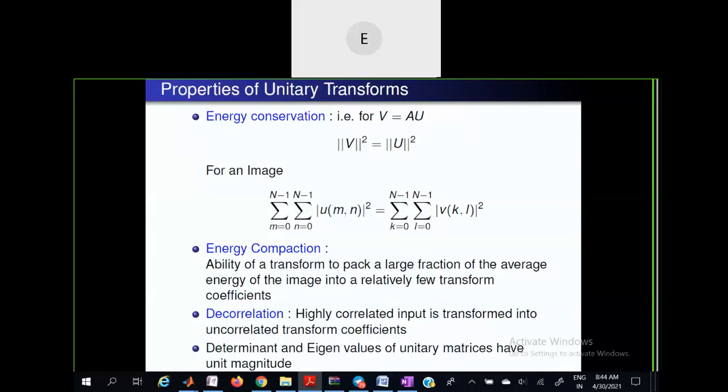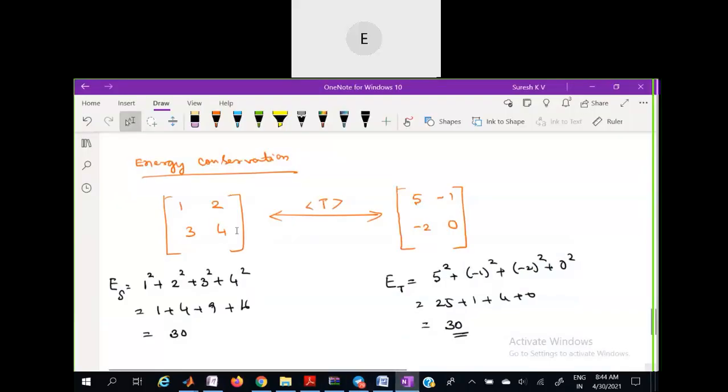The third one is if I have highly correlated data, it can in fact be separated into uncorrelated data. That is another property of unitary transforms. In fact, an image is correlated data. If you just transform it, you can make it uncorrelated, and this has an advantage. Okay. And the last property is the determinant and of course the eigenvalues of unitary matrices have unit magnitude. Okay, again you can verify this later.